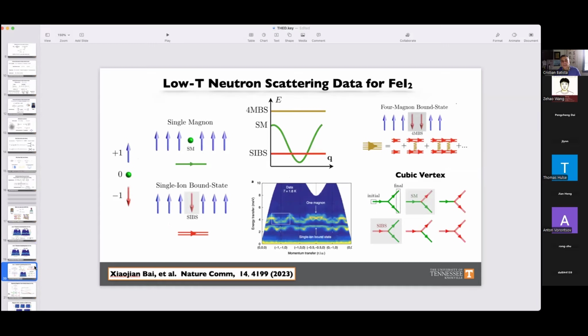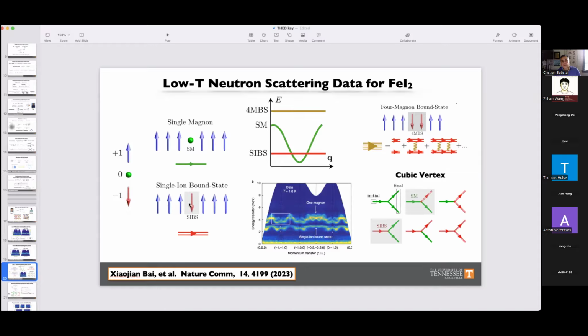In a more schematic picture, what I'm saying is something very simple. For spin 1, you can flip the spin once, going from 1 to 0. That will be a magnon, a single magnon. But you can also flip the spin twice. You can go from 1 to -1. So it's like creating two magnons on the same site.